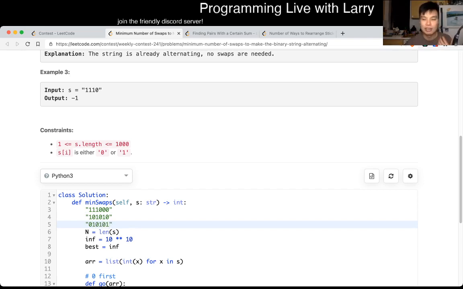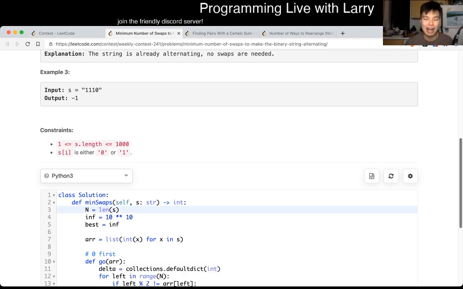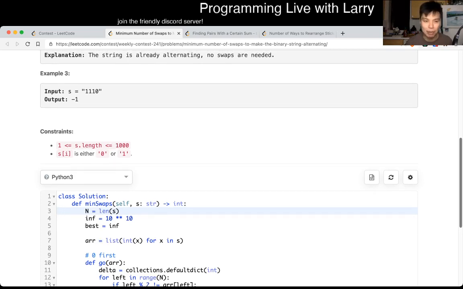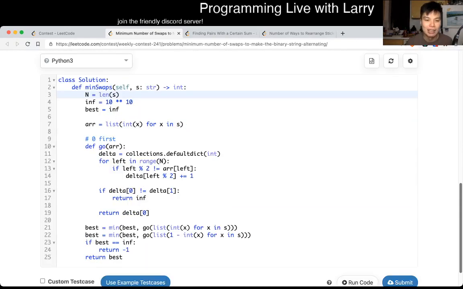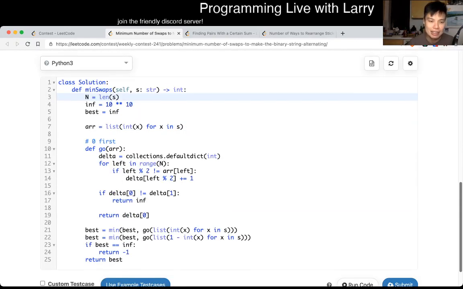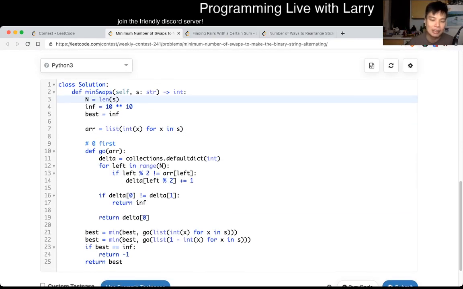Because there are only two possible solutions, what I try to do is swap into both of those solutions and then take the minimum of those two answers. And if it's not possible in either case, then return -1. And this is my function to do that. Basically, if this digit is not matching the digit that we expect it to be, then we add a delta to that digit.